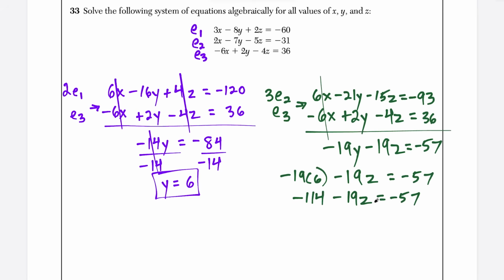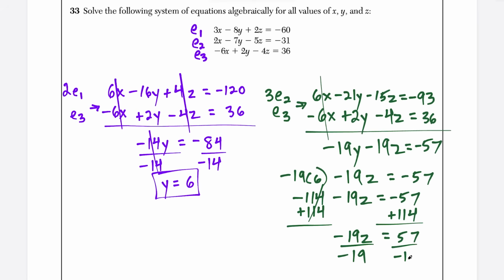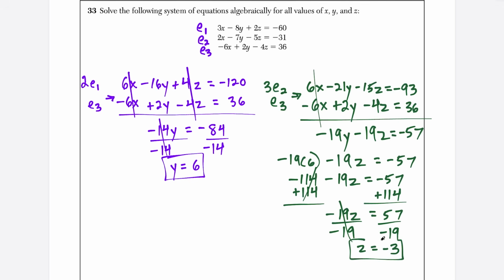So then from here to solve for z, we could just add 114 to both sides. And from here, we have these terms canceling out. Now we have negative 19z equals, and if I do 114 minus 57, I get 57. So then I just divide both sides by negative 19, and this tells us that z is equal to negative 3. So now we can move on to find the last variable. And for this, we could pick any one of these equations and plug in for y and z, and that'll tell us what x is.